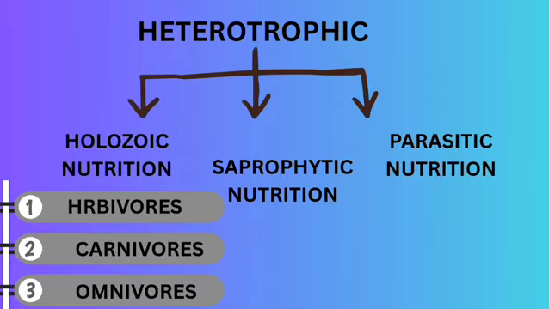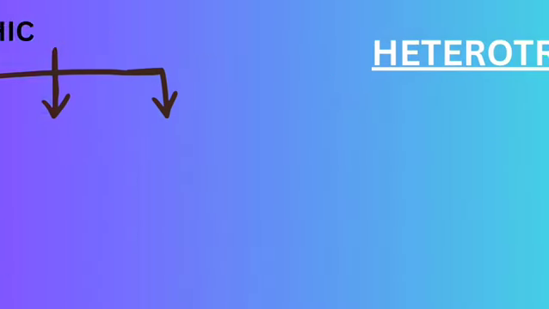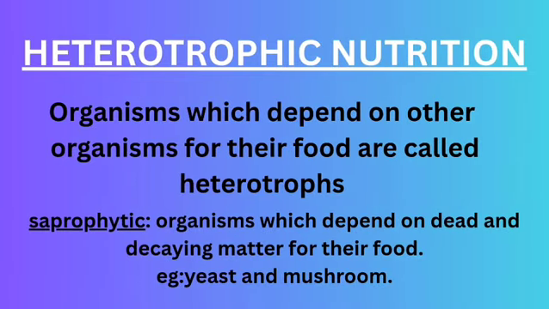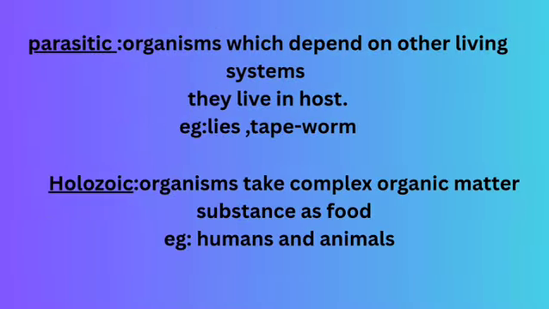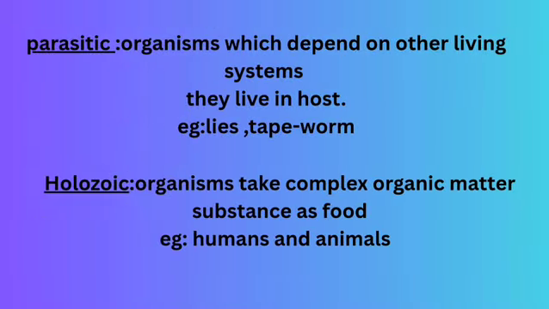Now, we are going to learn about heterotrophic nutrition. Organisms which depend on other organisms for their food are called heterotrophs. Saprophytic: organisms which depend on dead and decaying matter for their food. Examples: yeast and mushroom. Parasitic: organisms which depend on other living systems, they live in a host. Examples: lice, tapeworm. Holozoic: organisms take complex organic substances as food.